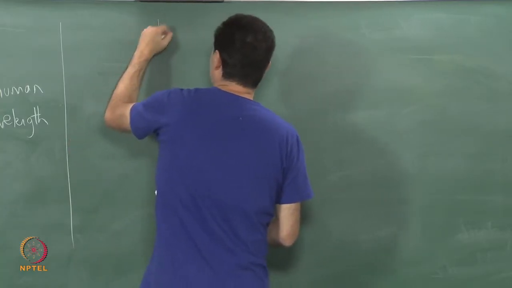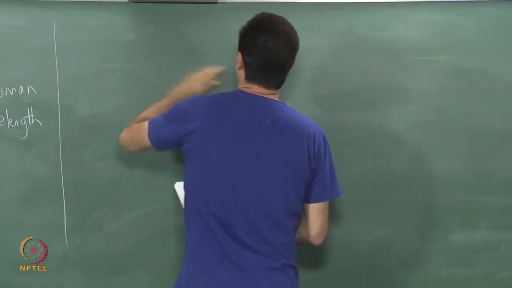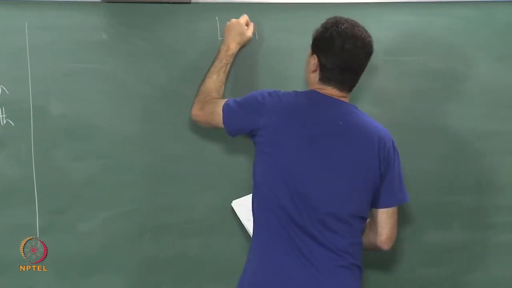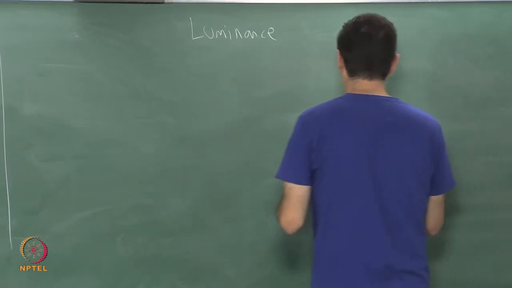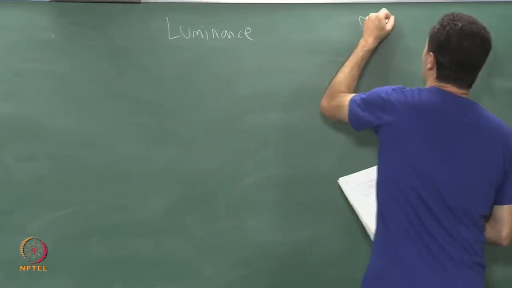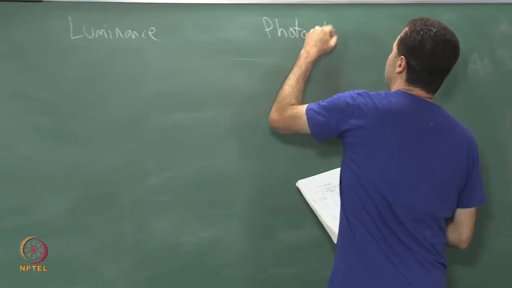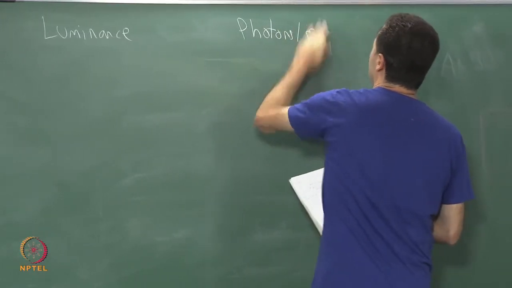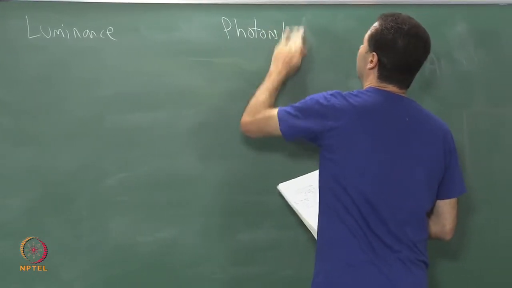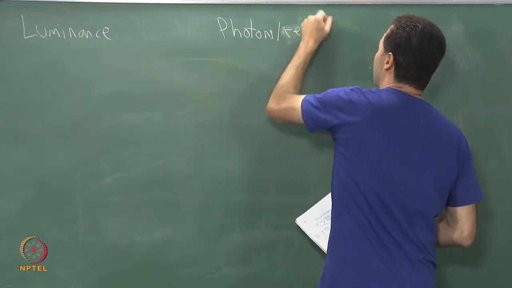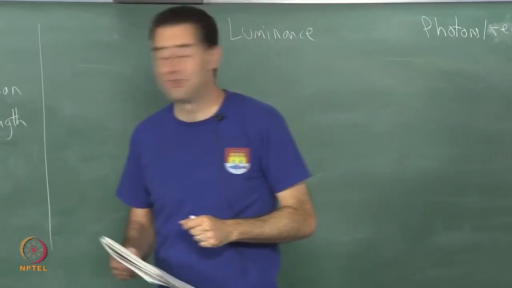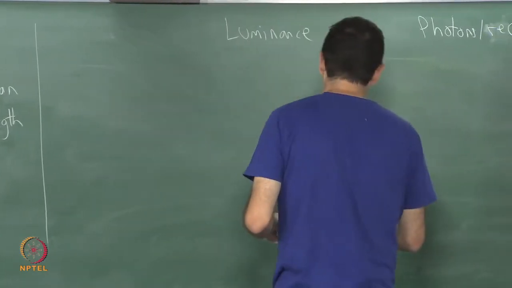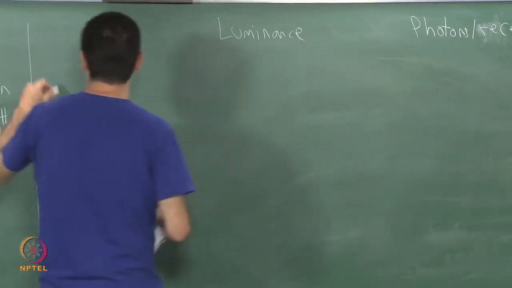Let's look at luminance, and how many photons per receptor. How many photons land in a single receptor at a certain level of luminance. And I will just give some cases here.